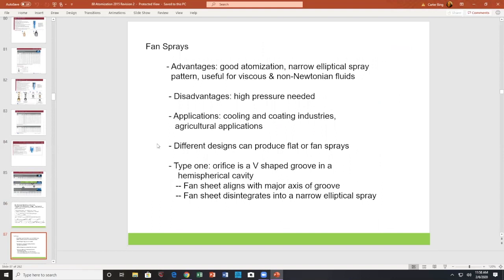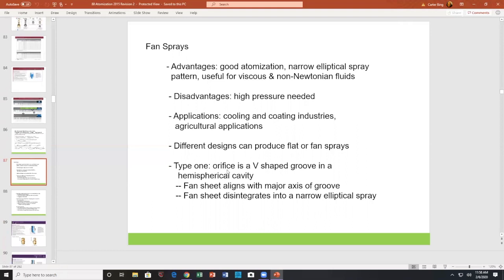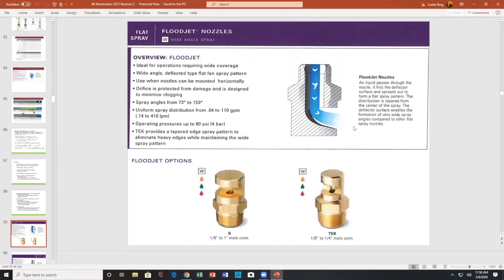Fan sprays, right? Good atomization, narrow conical spray pattern, high pressure, used in cooling and coating industries. Different types: type 1, type 2, and maybe there's a type 3, maybe. Orifice in a V, hole in a curved deflection plate, impinging jet on a curved surface. Here's the impinging jet on a curved surface. Here are some examples.